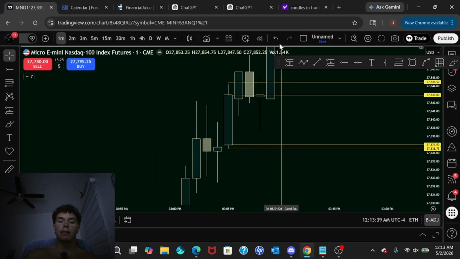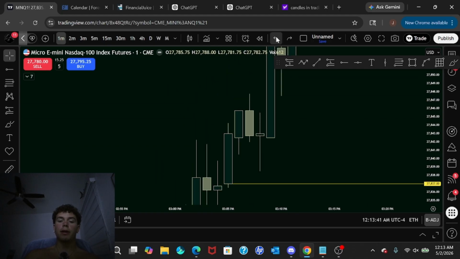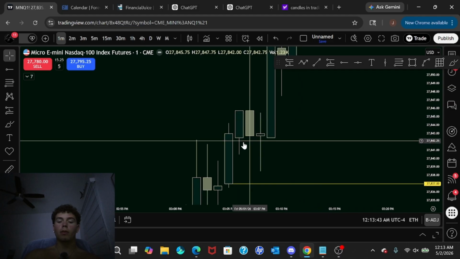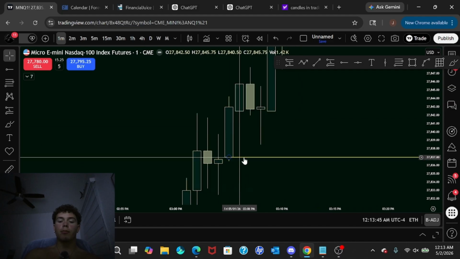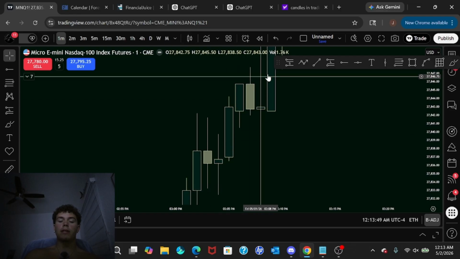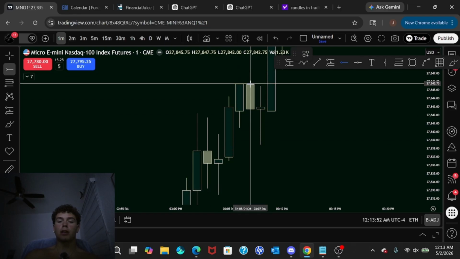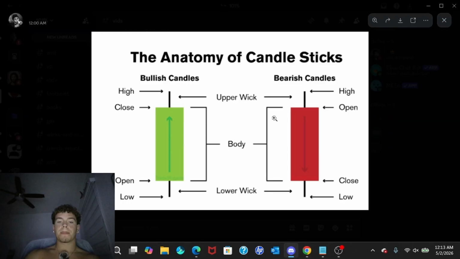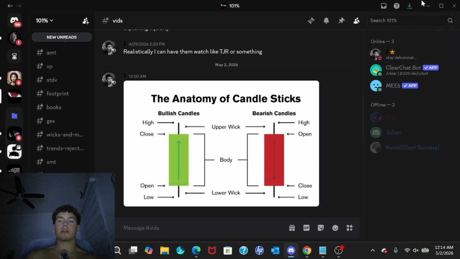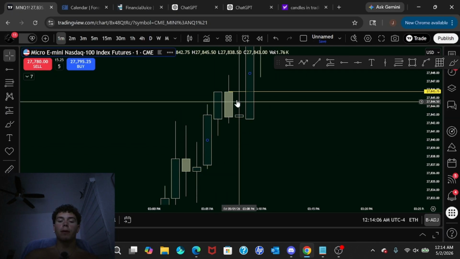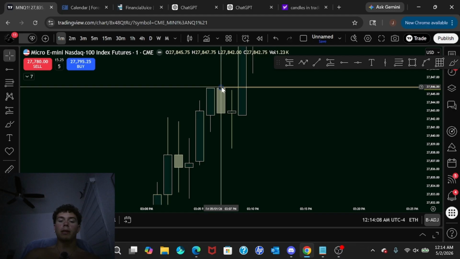So let's get a bearish example. If for the bullish candles price opens down here, for the bearish candles it would be at the top. I'll show you again. We open for bearish candles at the top and we close at the bottom. And then we have wicks to both sides. High of the wick, low of the wick. So for this candle, we opened up here.